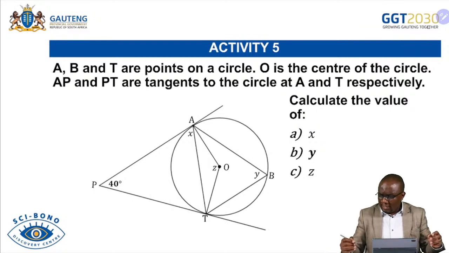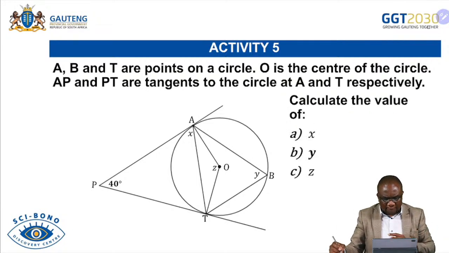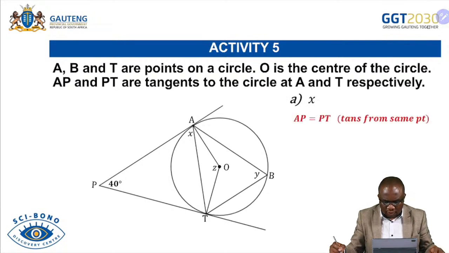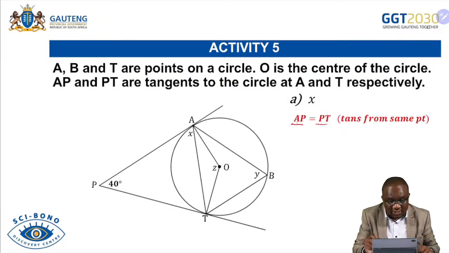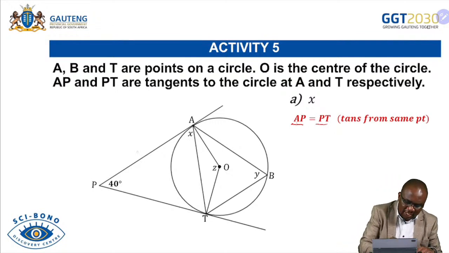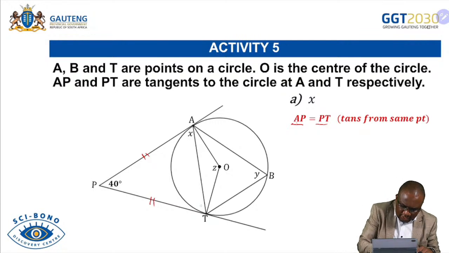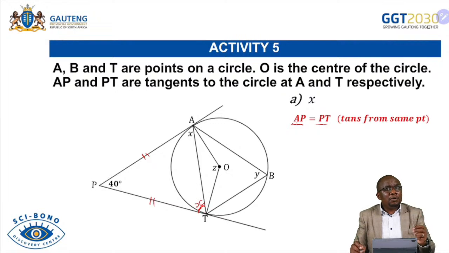Now, what we have here: calculate the value of X. So we're saying AP is equal to PT, tangents from the same point. That's the reason you write. So it means AP and PT are equal. So X and PTA, this angle here, is also equal to X because these are angles opposite equal sides. AP is equal to PT, so PTA is also X.